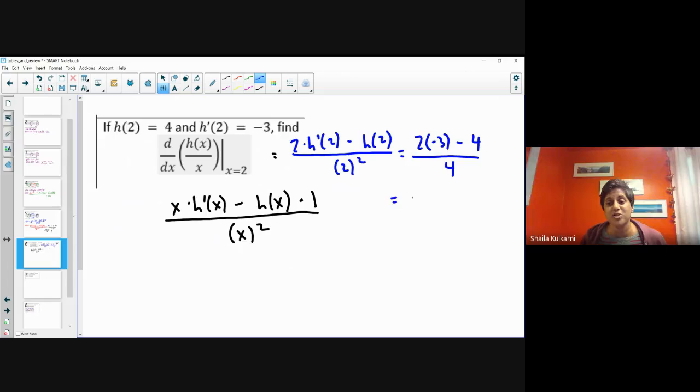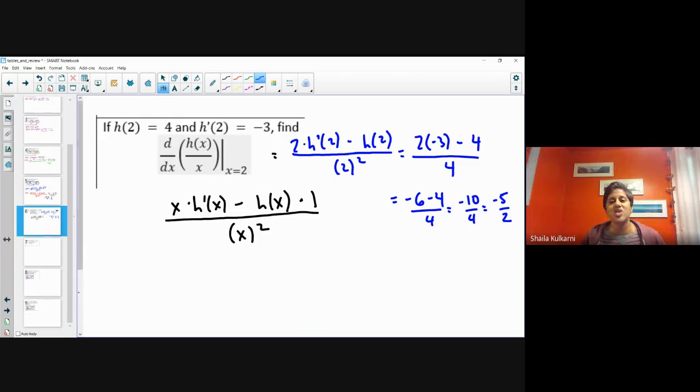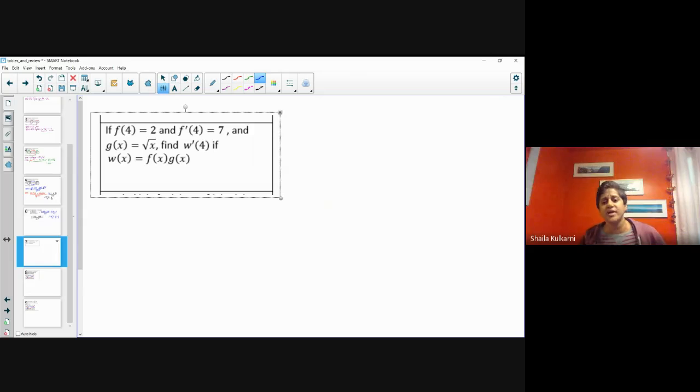But if it's multiple choice, I do need to say -6 minus 4 over 4. I do need to say -10 over 4. I do need to say -5 over 2. That is only if it is a multiple choice problem. If it is a free response problem, I can stop once I have it down to numbers. So let's do another example.